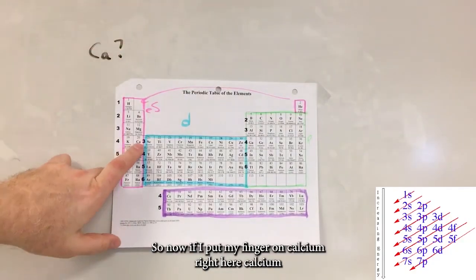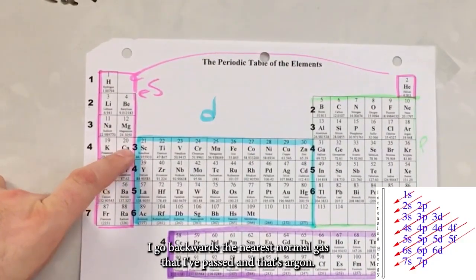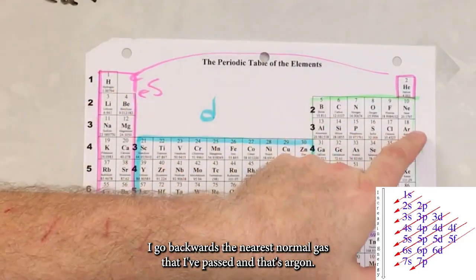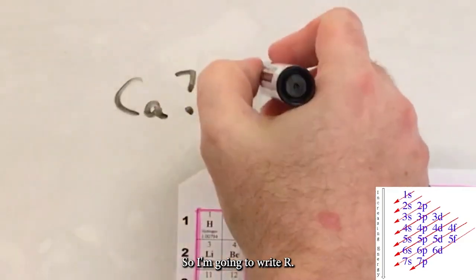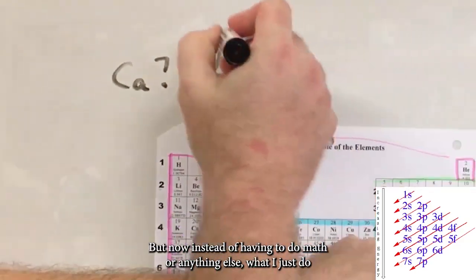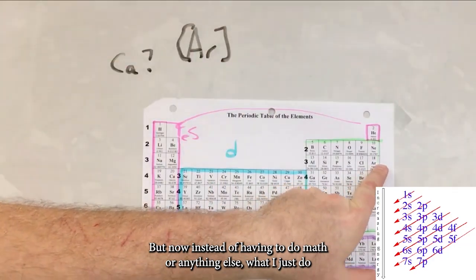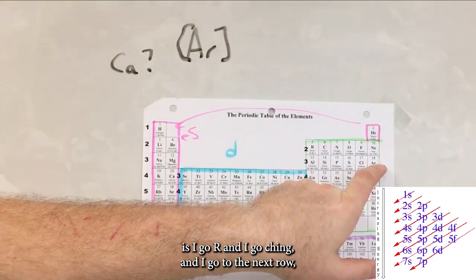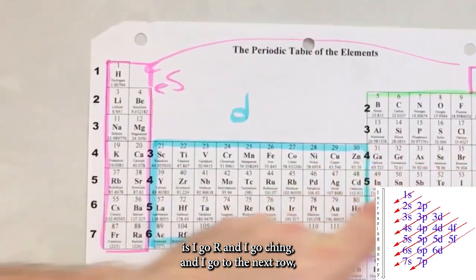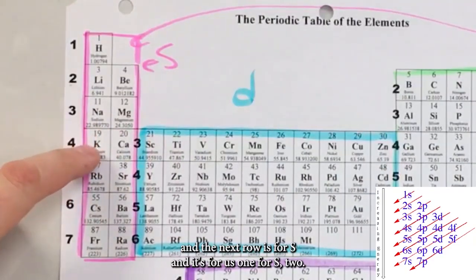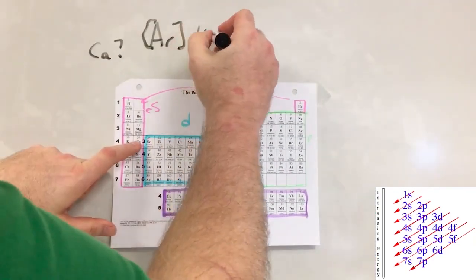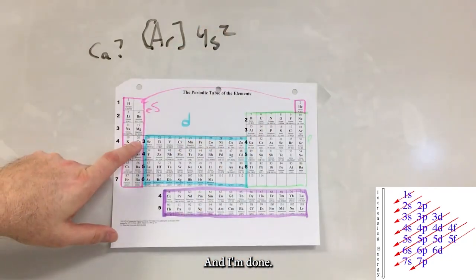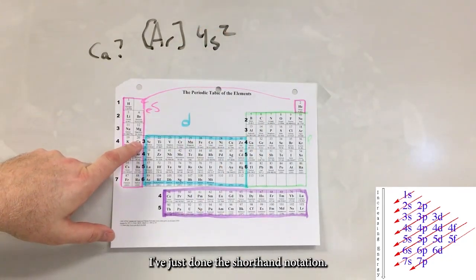Now, if I put my finger on calcium right here, I go backwards to the nearest noble gas that I've passed, and that's argon. So I'm going to write Ar. But now instead of having to do math or anything else, what I just do is I go Ar, and I go ching, and I go to the next row, and the next row is 4s, and it's 4s1, 4s2, and I'm done. I've just done the shorthand notation.